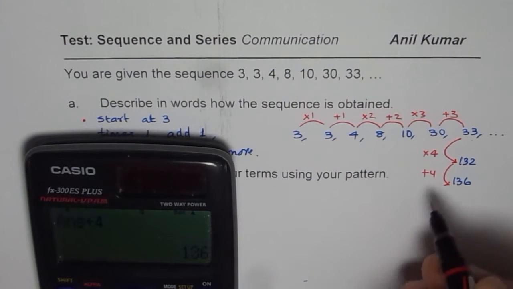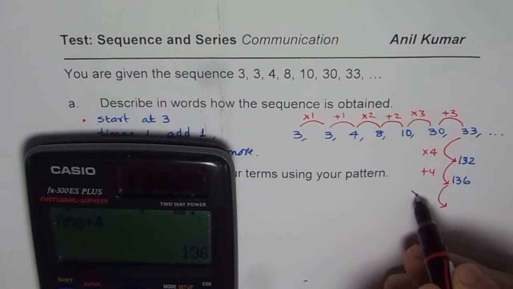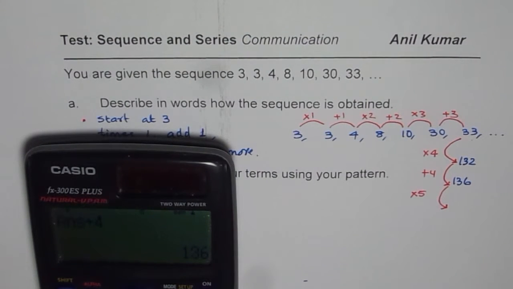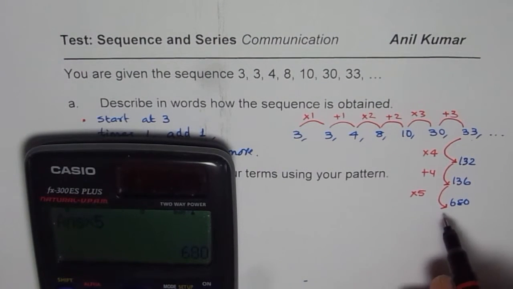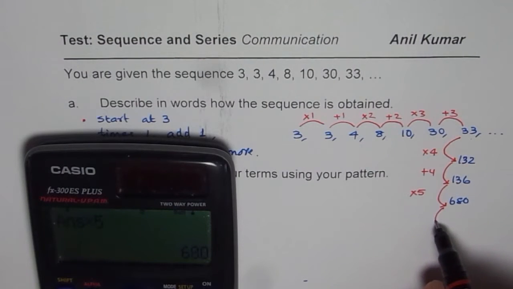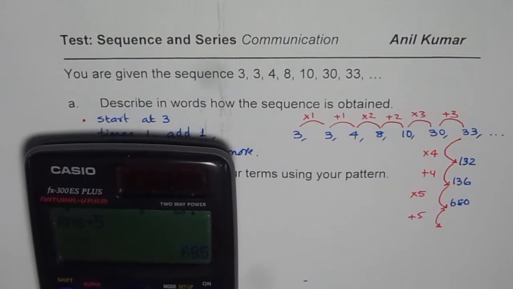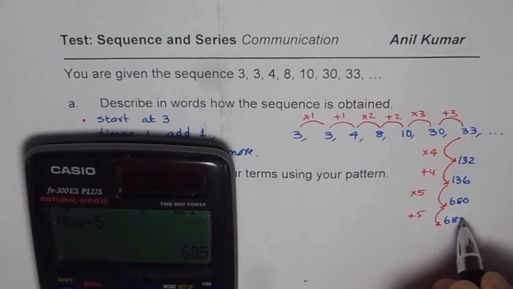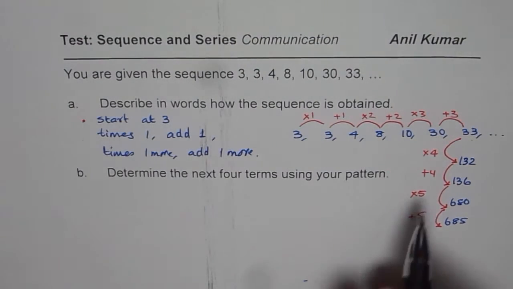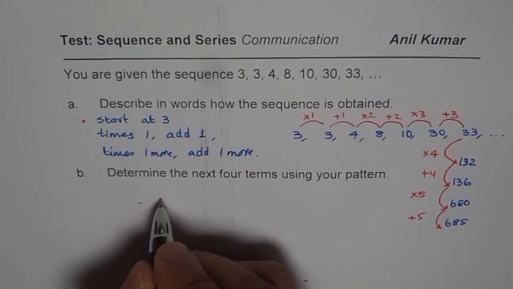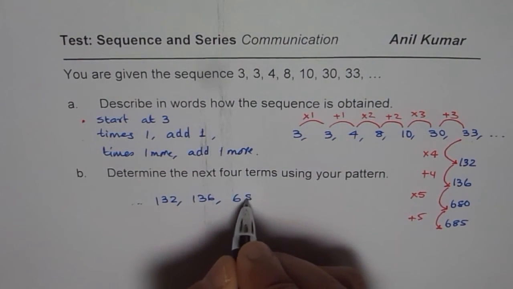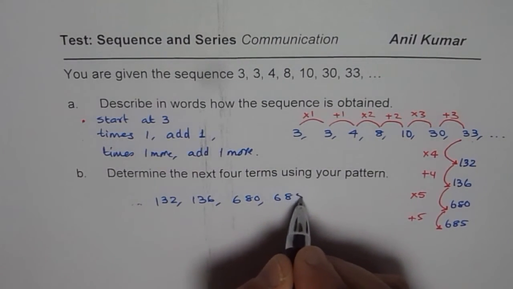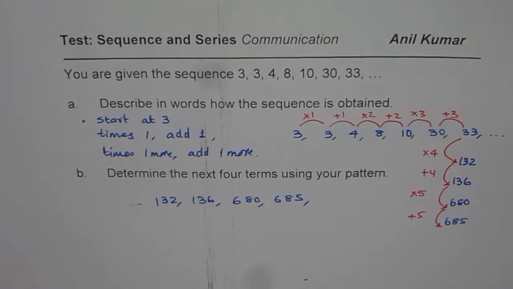And then you have to times by 5, correct? So 136 times 5 is equal to 680. And then you add 5, perfect. So 680 plus 5 equals 685. Correct? So that is how you can get other terms. So the next four terms are 132, 136, 680, and 685, right? Like this you can get the rest of the terms.